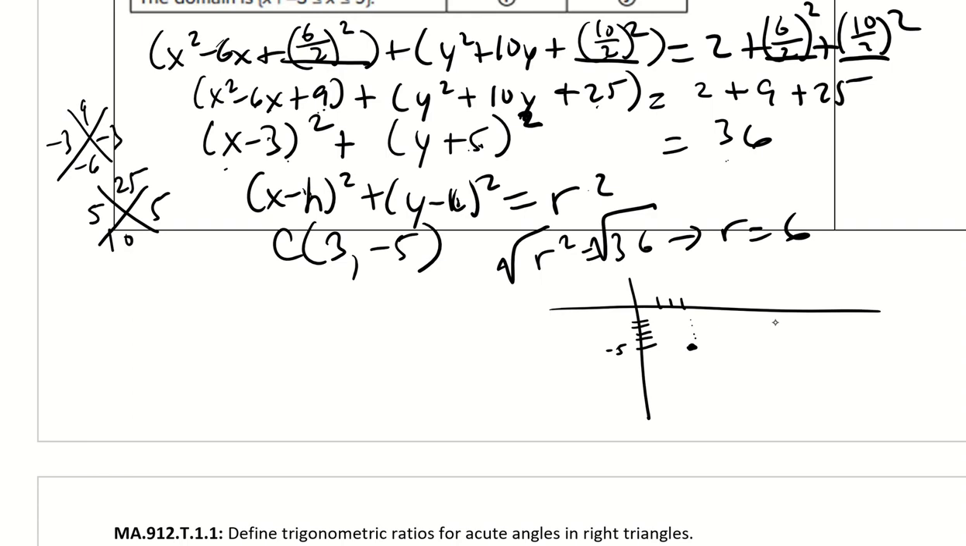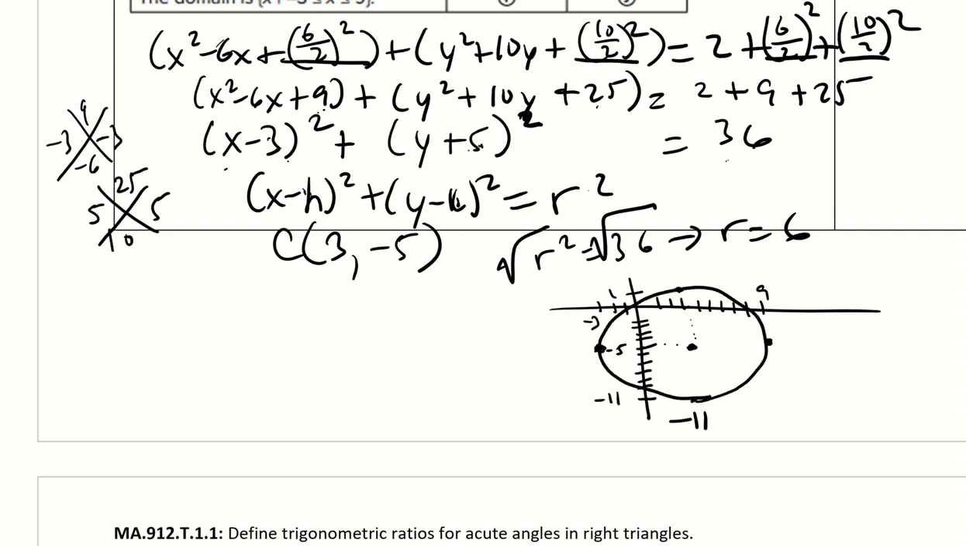1, 2, 3, 4, 5, 6. So the radius is 6. So it's got to be up 6 here. It's got to be over 6. 1, 2, 3, 4, 5, 6, which is going to be at 9. It's got to be over 6. 1, 2, 3, 4, 5, 6, which is at -3. It's going to go down 6. 1, 2, 3, 4, 5, 6, which is at -11.